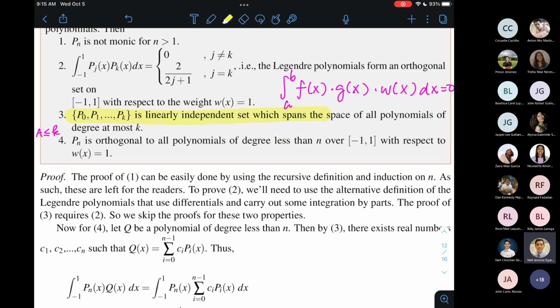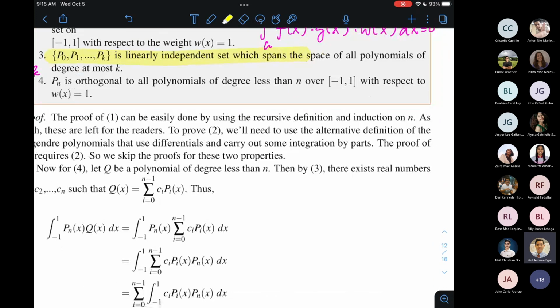Ang ipoprove na lang natin ay si number 4. Si P sub n ay orthogonal sa lahat ng polynomials of degree less than n over negative 1 to 1 with respect to the weight function w of x equals 1. So basically, nakita na natin na yung mga Legendre polynomials ay orthogonal sa isa't isa. Kaya ang tawag sa kanya isang orthogonal basis. Kasi isa siyang basis tapos orthogonal sa isa't isa yung elements ng basis natin, which would be the Legendre polynomials.